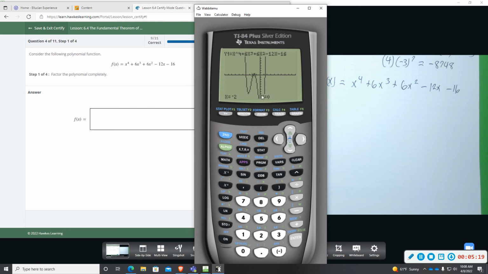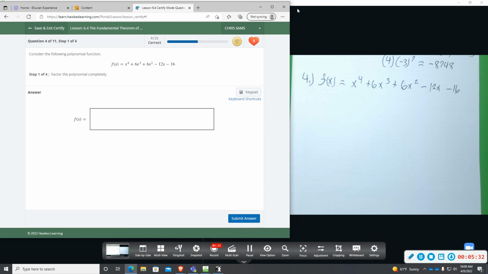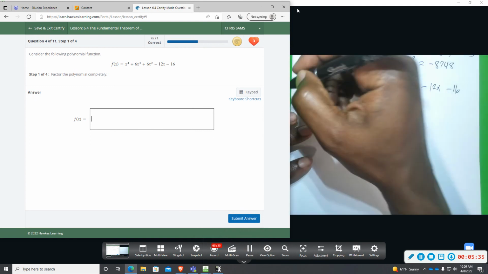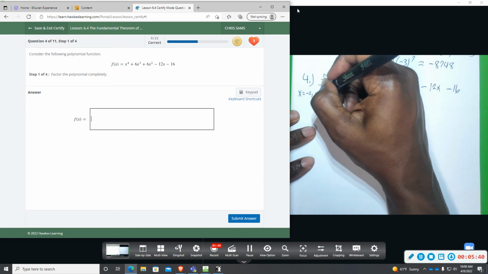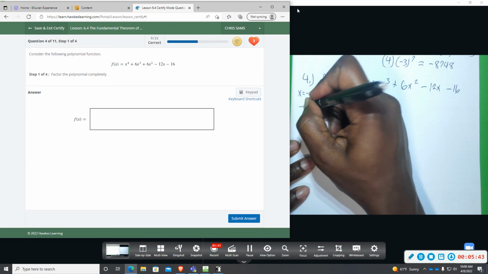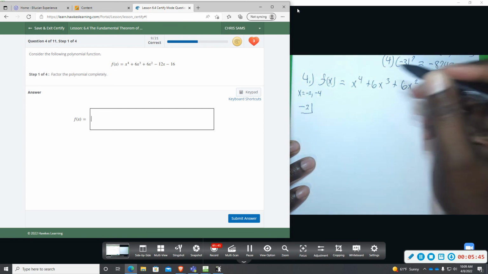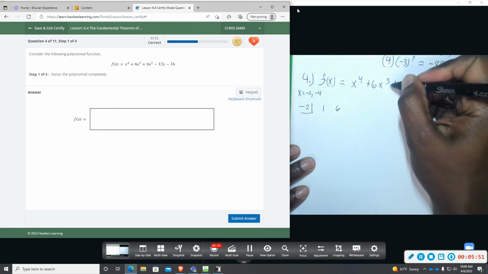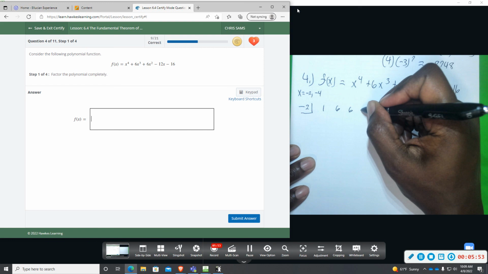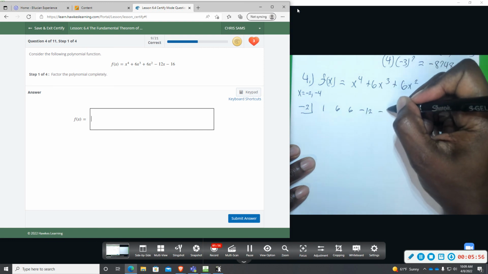And you see the y value is 0, so that confirms. So -2 is one of them. And then I'm also going to type -4 and then see what we get. So also look, -4 is one of them. So what I'm going to do is synthetic division with x equals -2 and -4. So I'm going to do my little half box, -2. And then I'm going to start with the coefficients only. So 1, 6, another 6, -12, and then -16.